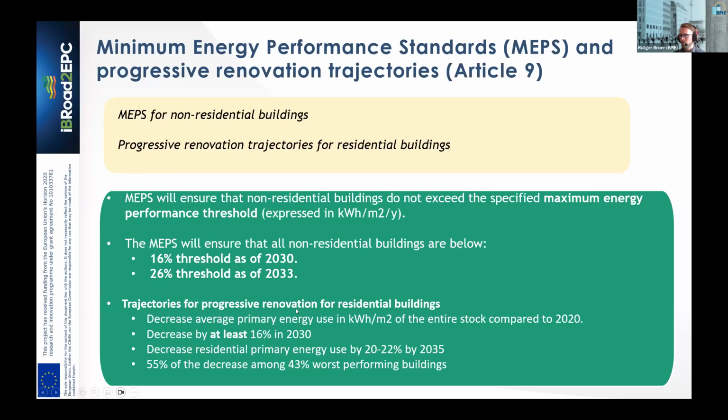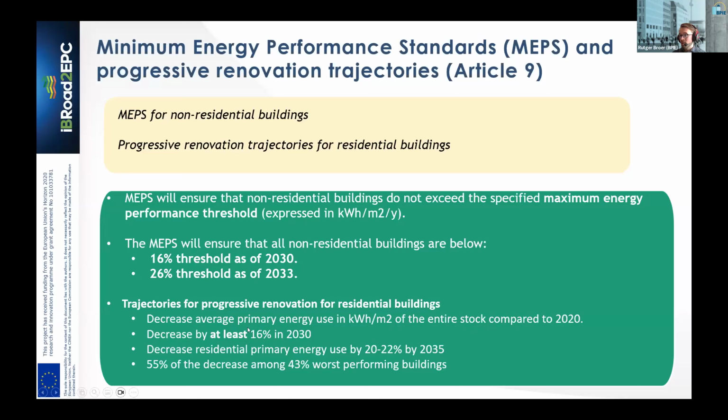When we're looking at trajectories for progressive renovation of residential buildings, a different approach is taken. So here, member states must achieve a decrease of average primary energy use in kilowatt hours per square meter of the entire building stock compared to 2020. So we don't look at individual buildings, but we look at the stock level.